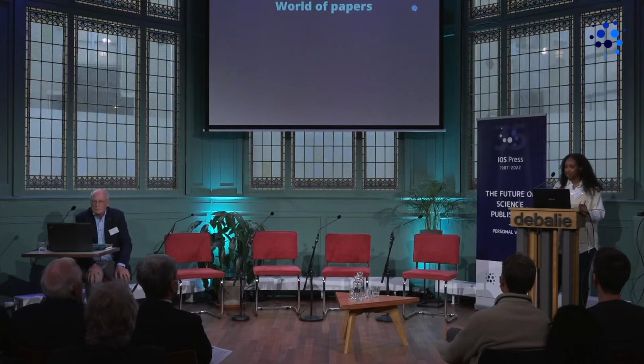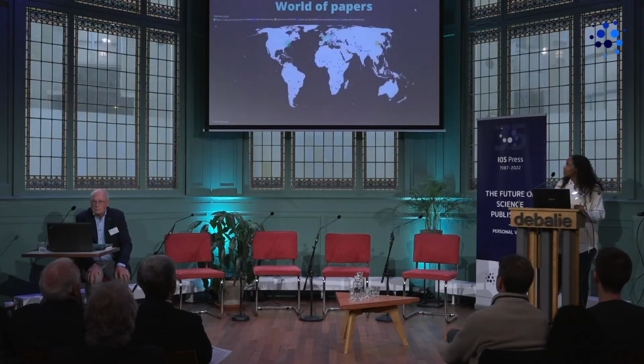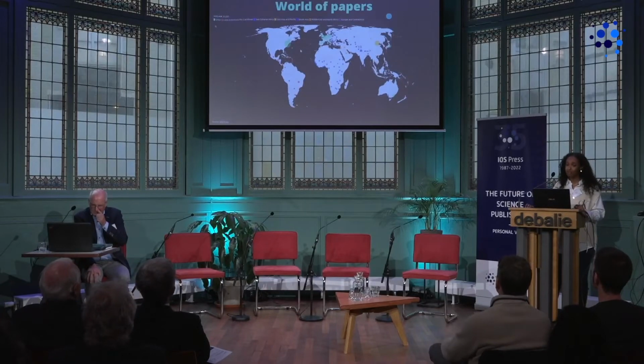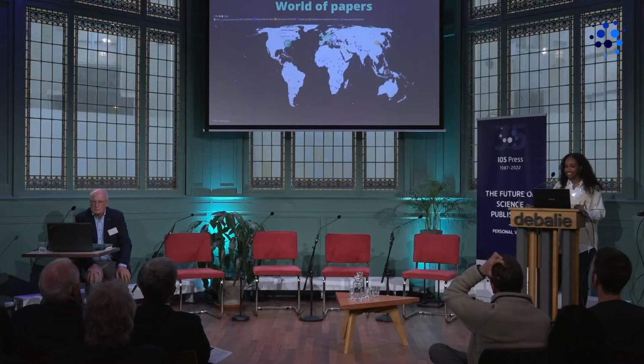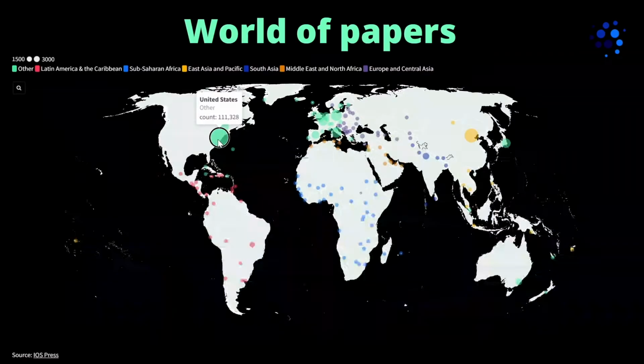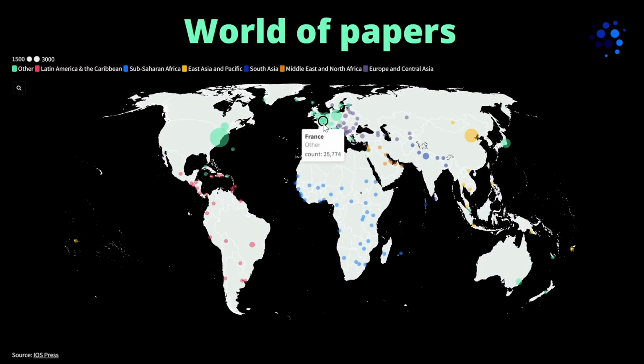And the next one is the world of papers. Here we see where the papers are from in the world. If you hover over the image, you can also see how many papers there are from that country. So you see that the United States is quite big, but there's some countries in Europe as well that are quite big. And China, for example, is also quite big. You can also take a look at this one yourself later on.